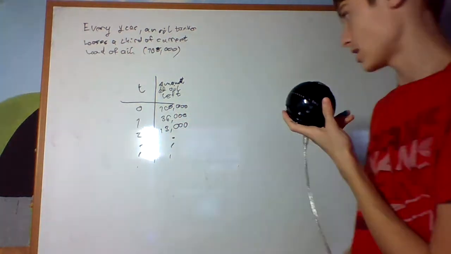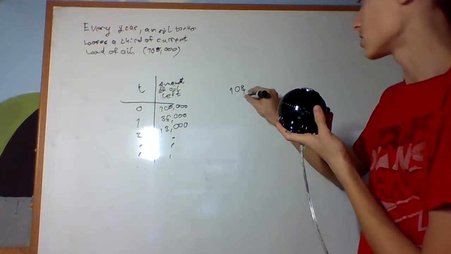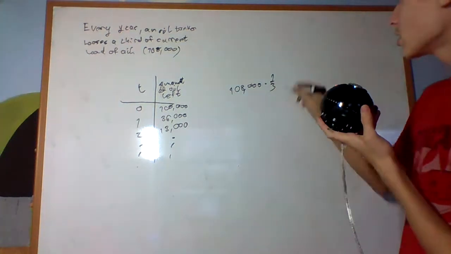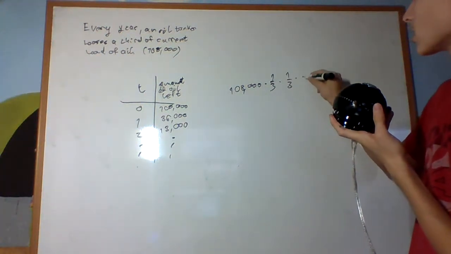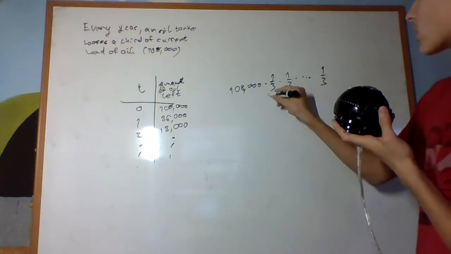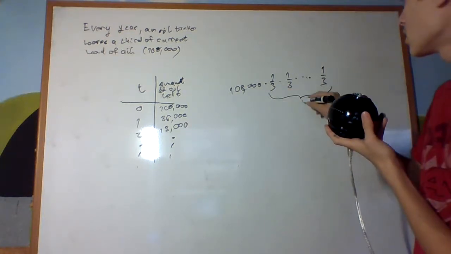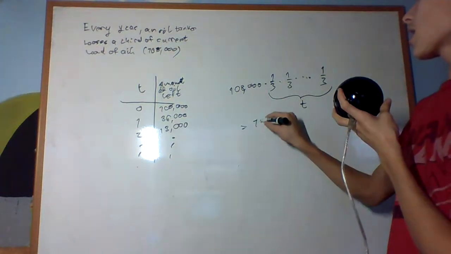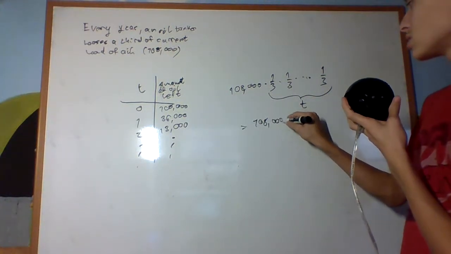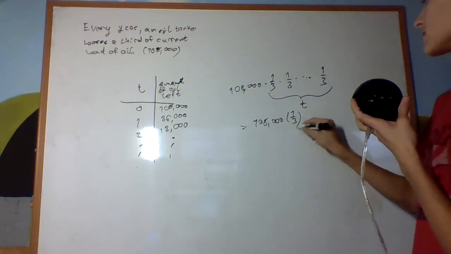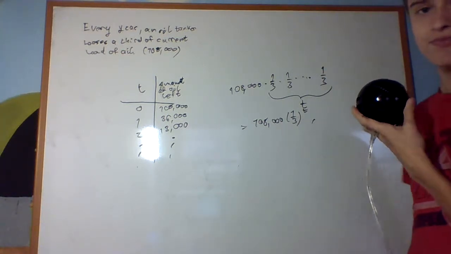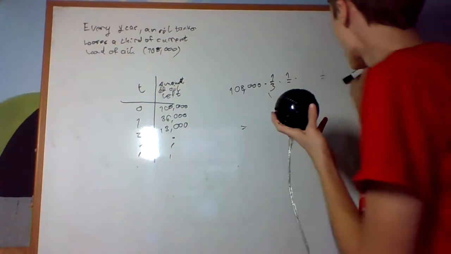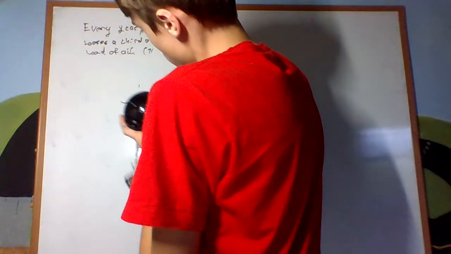And it's the same logic here. I start off with 108,000. First year, I multiply it by a third. Second year, I multiply it by a third. And every year, I multiply it by a third till I multiply it by a third t times. But that gives us 108,000 times 1/3 to the t. Okay, and that's how you do exponentials. Okay, so that's a pretty important one.